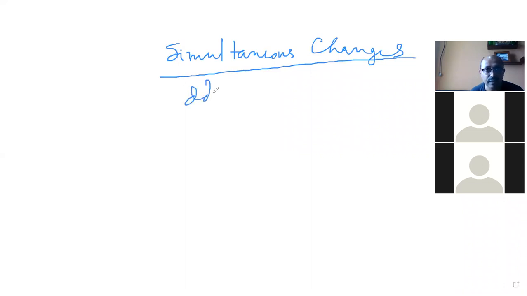Here demand and supply both change. Demand and supply both change.